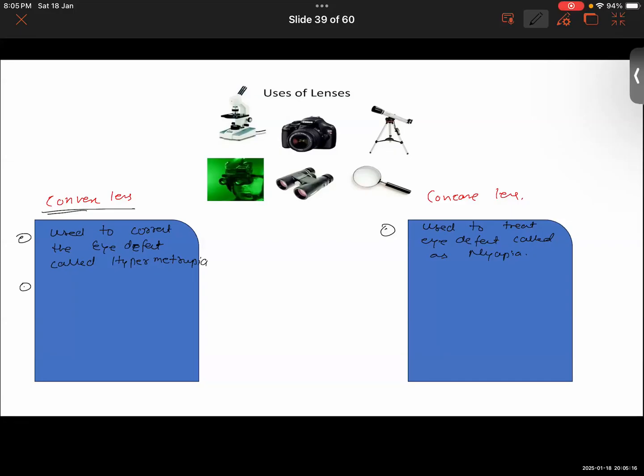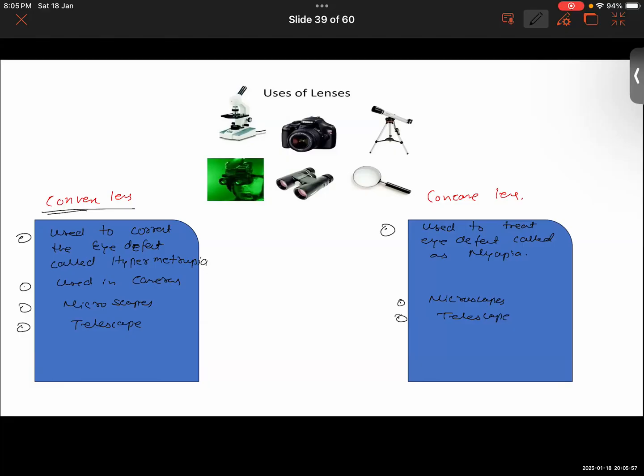Further, convex lenses are used in cameras and also in microscopes and telescopes. By the way, in microscopes and telescopes, a combination of convex lens and concave lens is used. Not just one type of lens, but both of them. So we will write that microscopes make use of concave lens also, and telescopes also use concave lens. So they use both types of lenses.